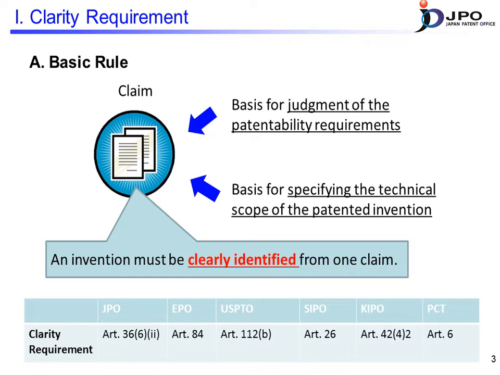The necessity of the clarity requirement follows these two roles of patent claims. If an invention cannot be understood clearly based on the statement of the claim, examiners cannot judge whether the invention fulfills the patentability requirements, and people cannot determine the technical scope of the patented invention. Therefore, an invention must be clearly identifiable from a claim by a person skilled in the art. This is why the clarity requirement is necessary.